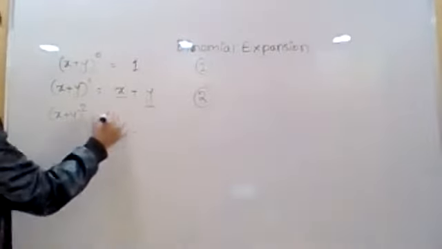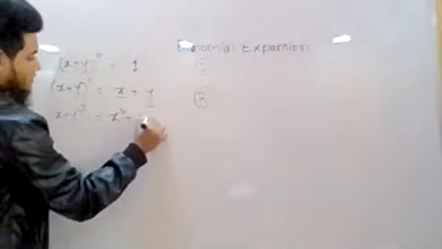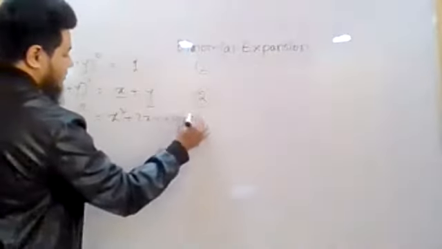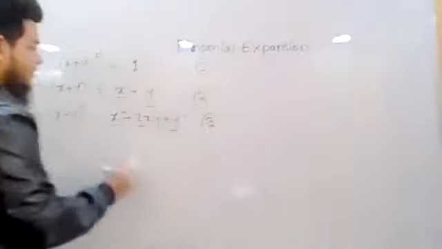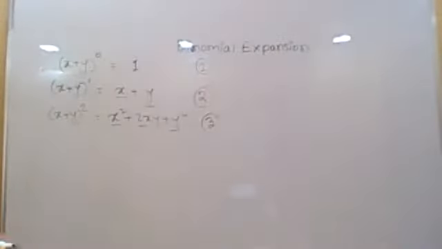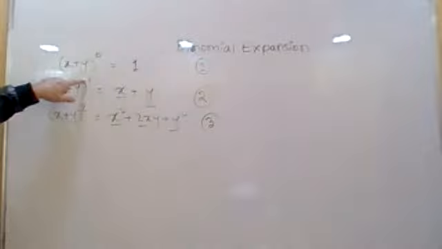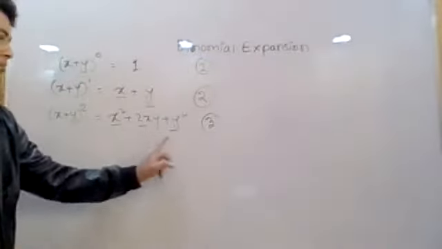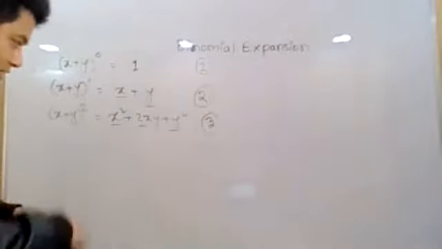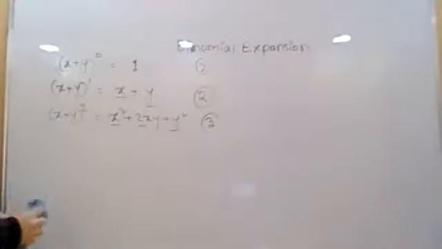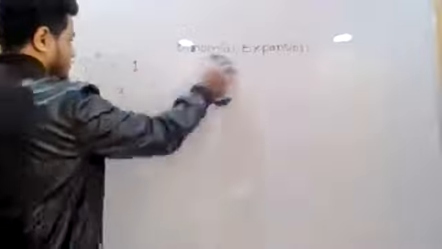So let us explain again. x squared plus 2xy plus y squared. How many terms are there? 1, 2, 3. So 3 terms are there. Okay. So I think we have already proved that whatever the power is, the number of terms will be 1 more than that. Okay.